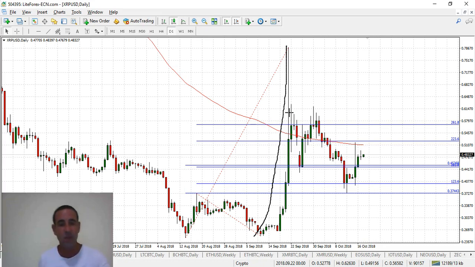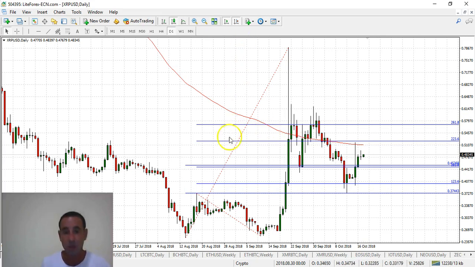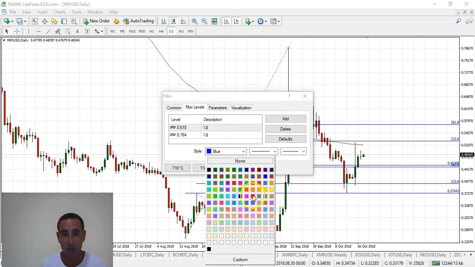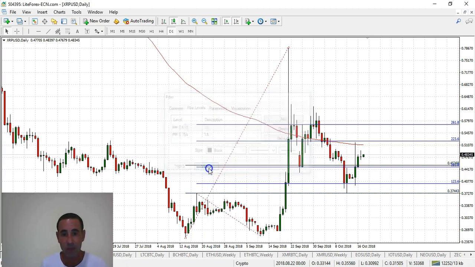So what I did when I noticed that price was failing to break above the last projection level here and starting to turn around, I immediately applied a correction analysis because I was in a correction zone right now, right? So let me show you what that means. I'm going to give my correction analysis here a different color. Let's give it black, right?